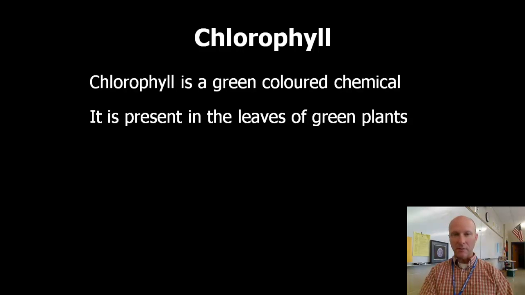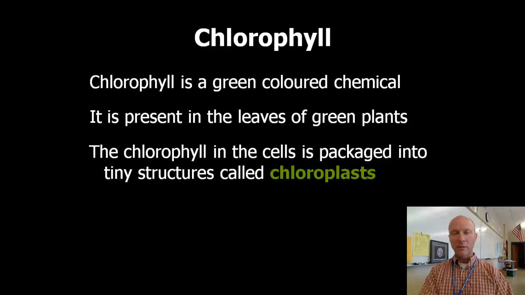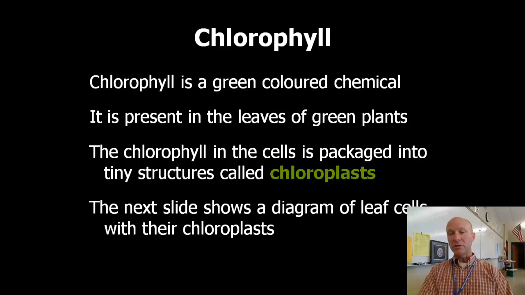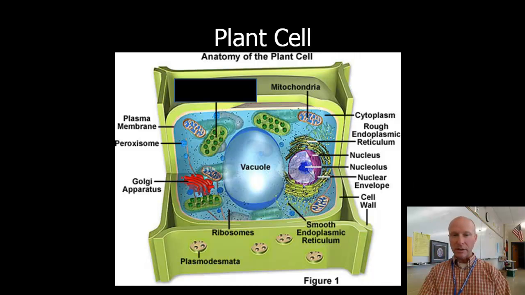at doing this. There are some chemicals that are yellow, other chemicals that are reddish and brown that can do the same thing, but we're going to stick with green plants, and chlorophyll being green is found in the cells of all plants in an organelle called a chloroplast, and the chloroplast is really the machinery of photosynthesis. So the next slide shows a diagram of leaf cells and their chloroplasts. So let's look a little bit more closely.